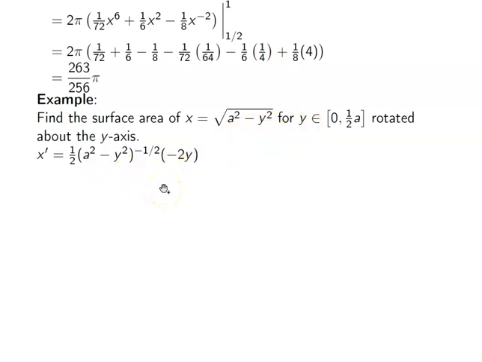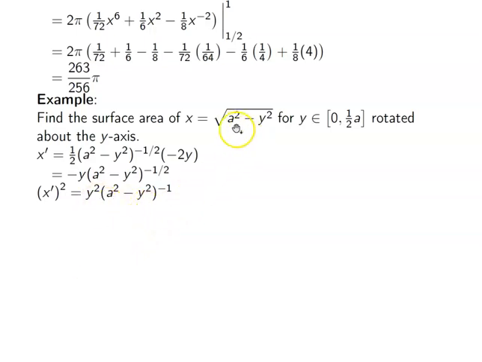I need to square this. If I square this, this just turns into negative 1. And notice before I square this, though, I have a negative 2 and a 1/2 here, so those will cancel out. And I get negative y times a squared minus y squared to the negative 1/2 power. Now I can square it a little bit easier. This will just turn into y squared, and then this term will just be a negative power, negative 1. So that simplifies rather nicely.